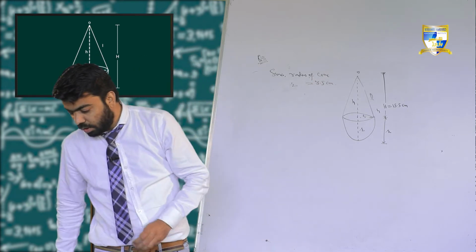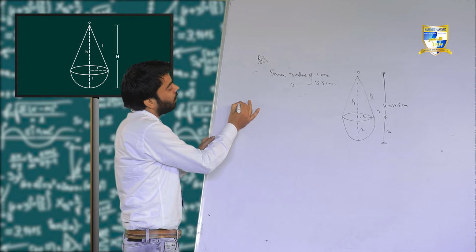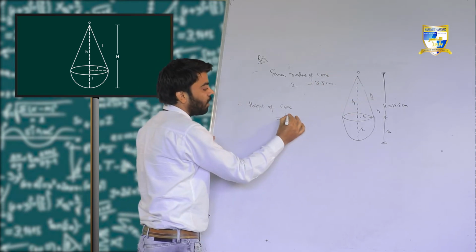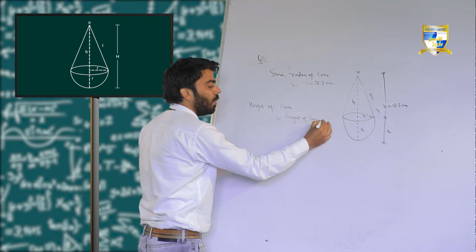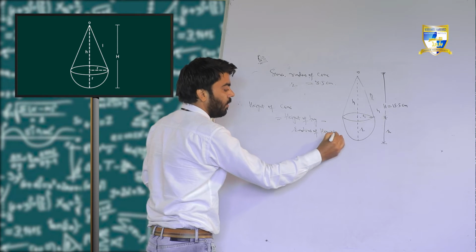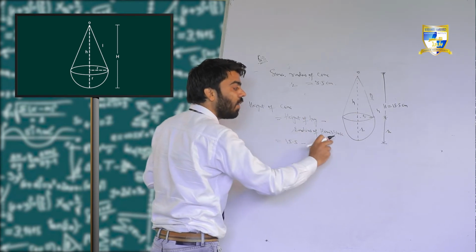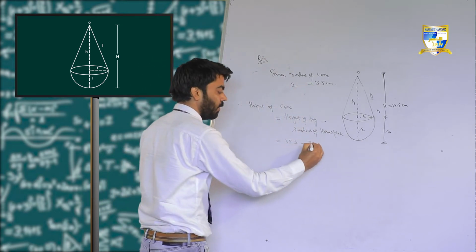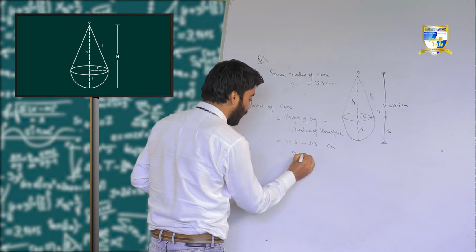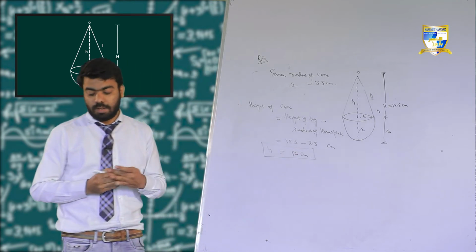Clear? Let's move on. Total height is equal to 15.5 centimeter, and we can calculate the height of the cone. Therefore, height of cone will be equal to total height, that's the height of toy, minus the radius of hemisphere. Height of toy is given, 15.5 centimeter, minus radius of hemisphere, R, which is also given, 3.5 centimeter. So 15.5 minus 3.5 is simply 12 centimeter. Therefore, the small h, the height of cone, is equal to 12 centimeter.